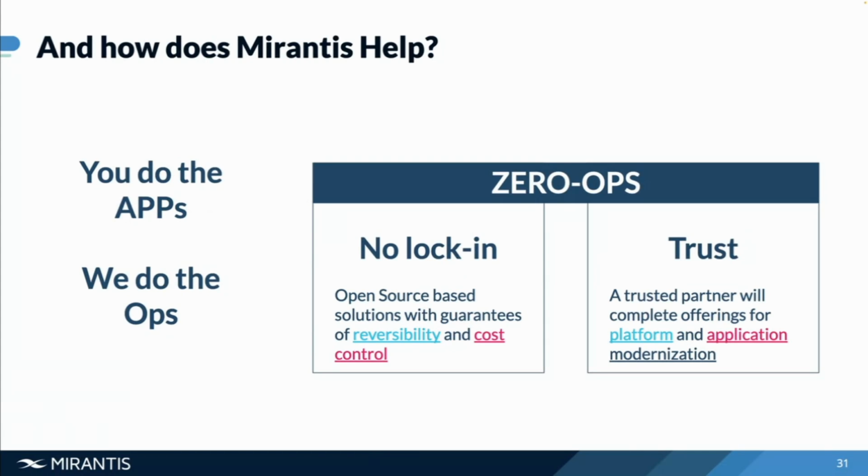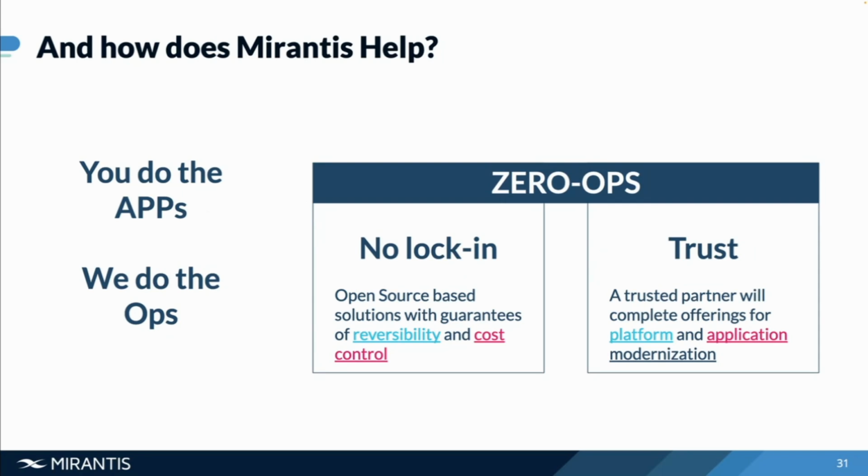So how does Mirantis help in this ecosystem? We have what we call the zero ops approach, and that zero ops approach is here to allow organizations to concentrate on innovation and applications, right? So typically what we would say is you would be doing the apps and we would be doing the ops. There is the concept of no lock-in, using open source solutions, which guarantees reversibility and cost control. We saw that in the previous slide. And there is also that element of trust, right? To work with a trusted partner. And we as Mirantis are that trusted partner with a complete portfolio of offerings.